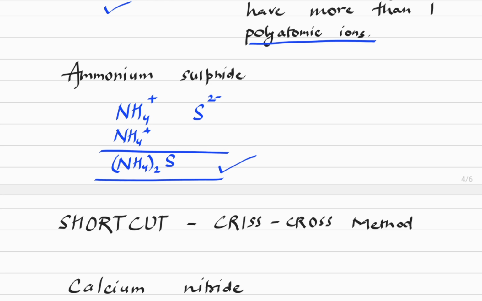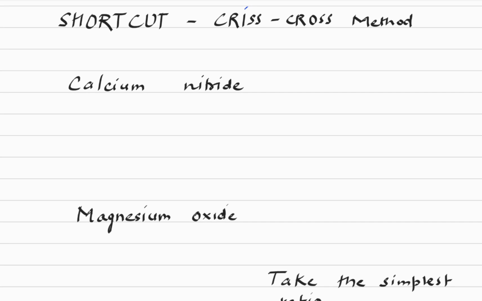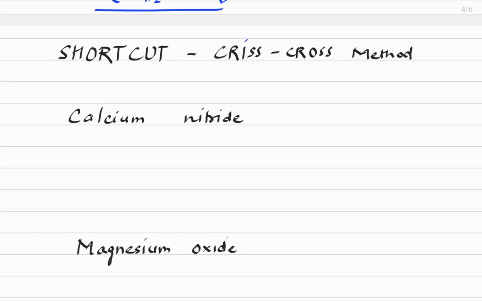Now let's discuss the shortcut. I actually prefer that you do it logically, just the way I explained just now, because that way, in my experience, I've seen that students make fewer mistakes or no mistakes at all. Students are more likely to make more mistakes if they use this crisscross method. But if you're sure that you can get it right without any mistakes, go ahead and use it. Now, first example is calcium nitride.